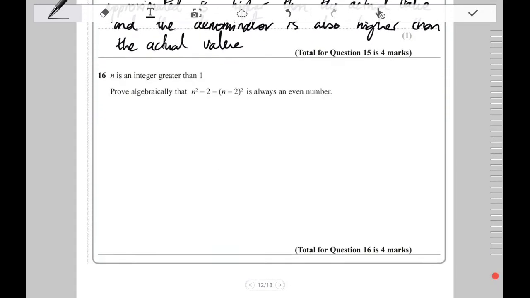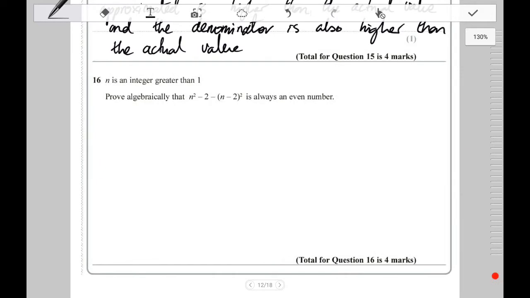So as you decrease the denominator, the answer increases, and as you increase the numerator, the answer increases as well. Okay, so question 16, n is an integer greater than 1. Prove algebraically that n squared minus 2 minus n minus 2 all squared is an even number. Okay.